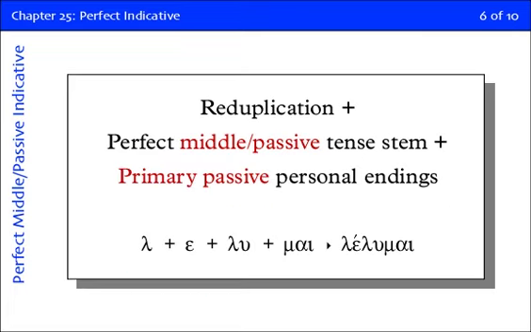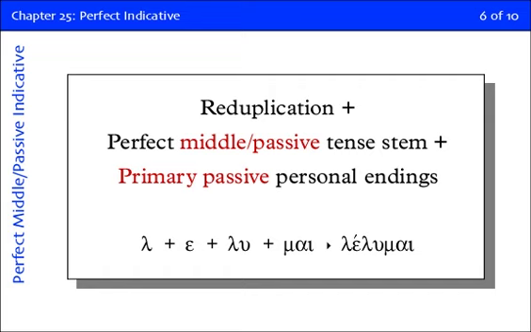Okay, let's switch over to the perfect middle passive. Well, it's straightforward. We're in the perfect, so we still have reduplication, but we're going to use that fifth tense stem, so we're going to be using the perfect middle passive tense stem, and then primary passive personal endings. And so you get lelumai. Now you notice there's two things missing in the perfect middle passive. There's no connecting vowel and there's no tense formative.